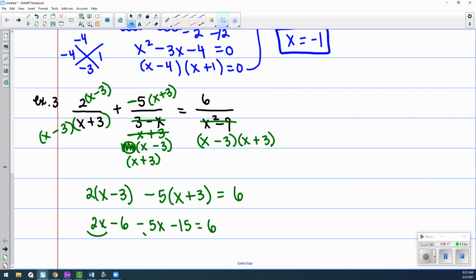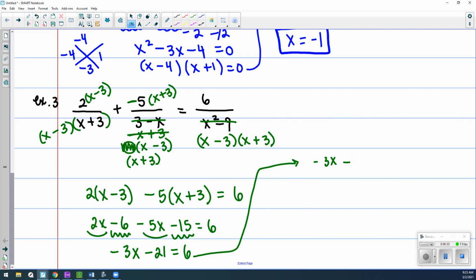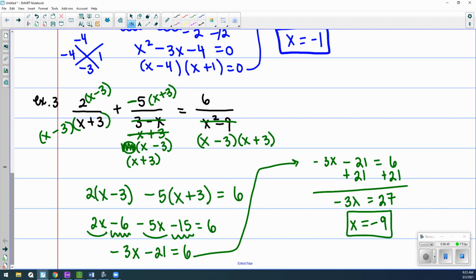This is linear. I don't have an x squared, so it's just going to be one solution. I'm looking at a negative 3x minus 21 is equal to 6. Rewrite that so I have some more room to work. Add 21. Negative 3x is equal to 27, making x equal to, yep, you're right, x equals negative 9.